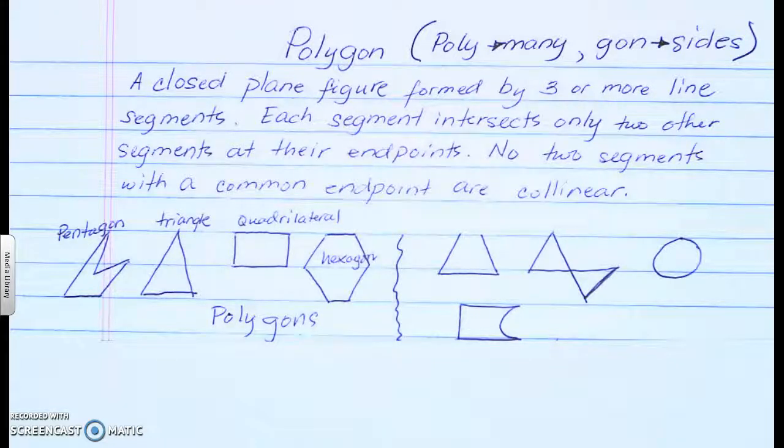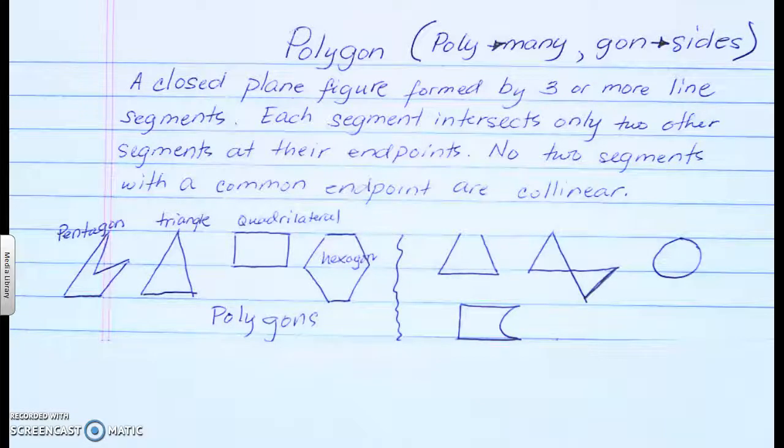Welcome to the wonderful world of polygons. Poly means many and gon means sides. What is a polygon? A polygon is a closed plane figure formed by three or more line segments. Each segment intersects only two other segments at their endpoints. No two segments with a common endpoint are collinear.